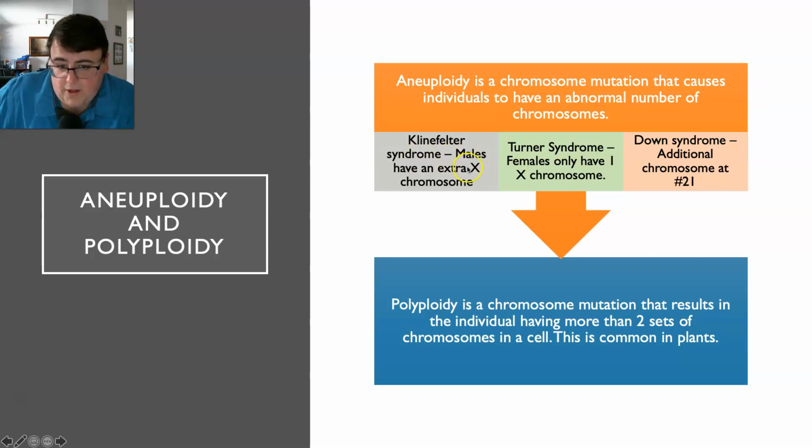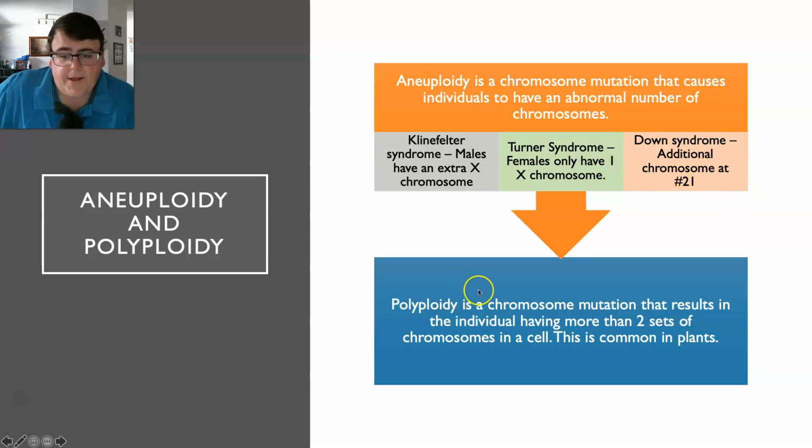So Klinefelter ends up with 47 chromosomes, Turner syndrome with 45, and then Down syndrome, which is another type of aneuploidy, one that's talked about more often, where chromosome 21 has 3 copies. So again, 47 chromosomes here.